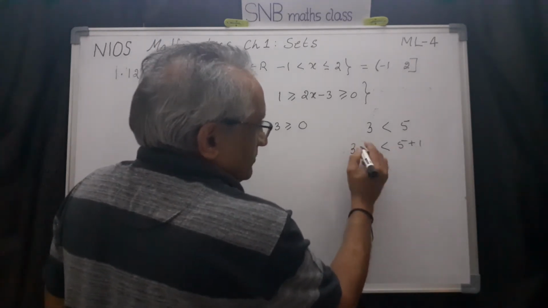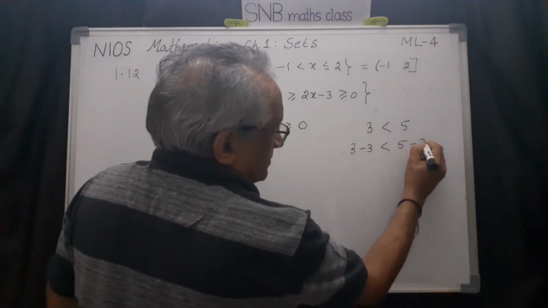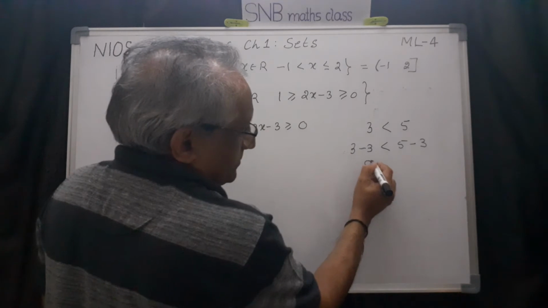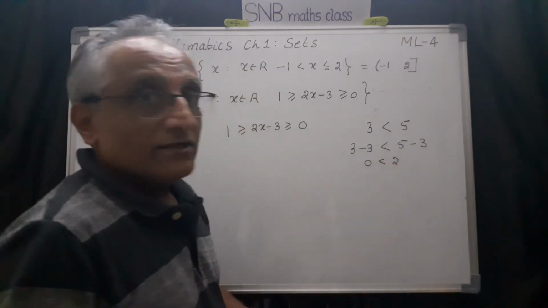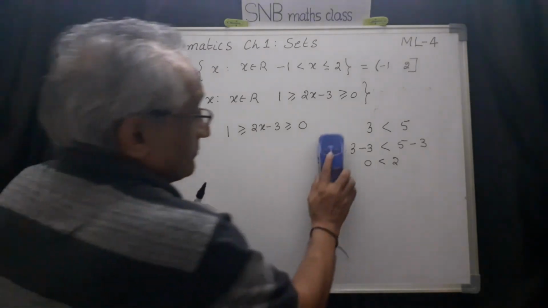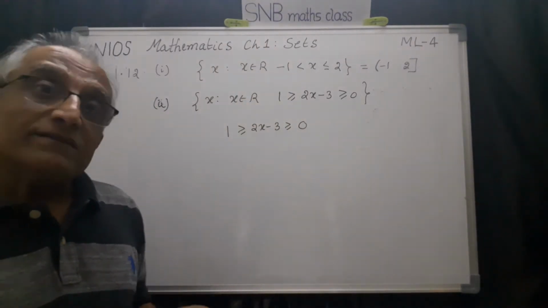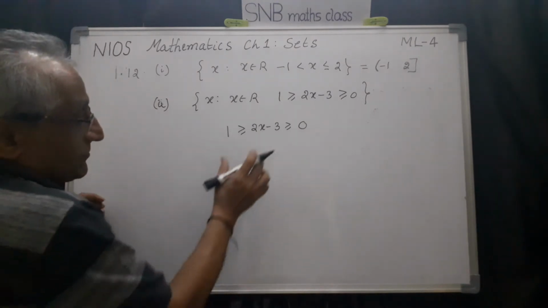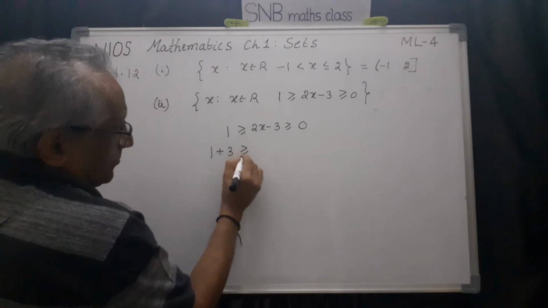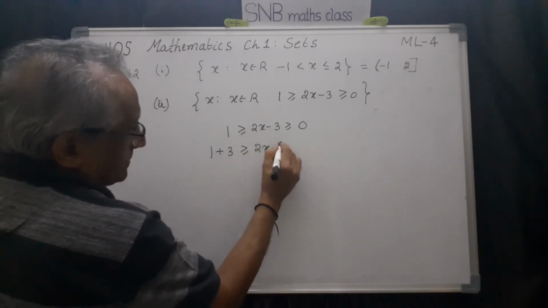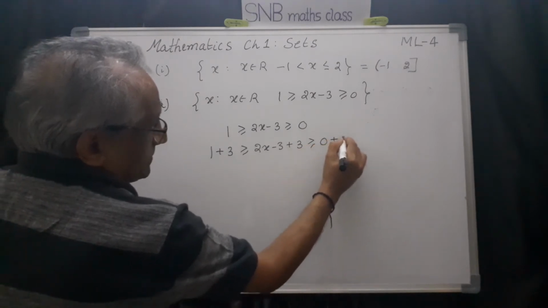Suppose you subtract, for example, minus 3. Anything you can subtract, but same number you have to subtract. So here it is 0 less than 2. Still it is correct. 0 is less than 2. Therefore, in case of inequality, same number can be added, same number can be subtracted also. Therefore, here what we do is 1 plus 3 more than 2x minus 3 plus 3 more than 0 plus 3.